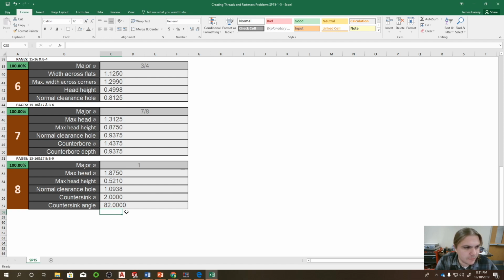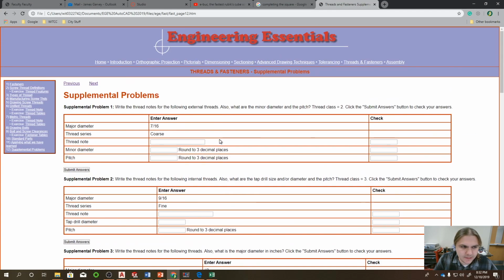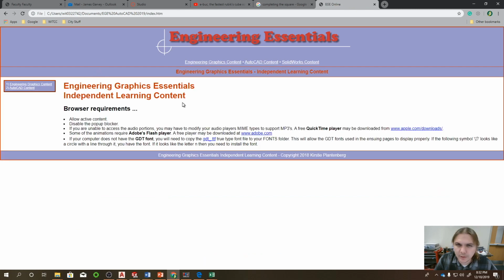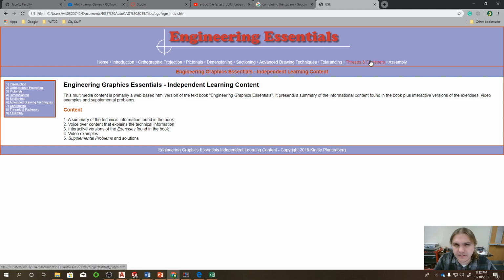There will be a couple of assignments posted on Canvas dealing with these kinds of problems. And if you need a little more help or want to dive into this a little deeper, if you download the website that comes along with the text, the section on threads and fasteners is pretty helpful. It's got a lot of interactive activities and exercises built into it. When you open up the website, that's underneath the engineering graphics content and threads and fasteners.